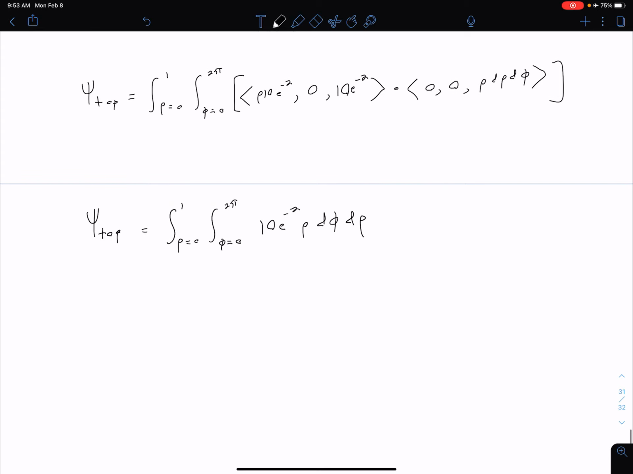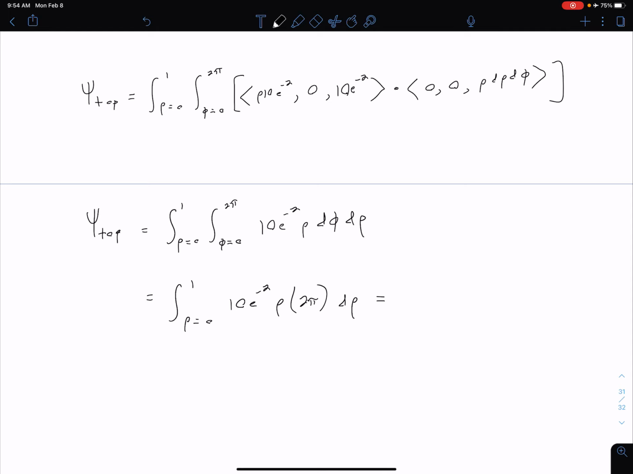And so of course we can see there is no phi dependence here, so we can go ahead and do that integral with respect to phi, and it's just going to give us a 2 pi factor. So this is going to become the integral from rho equals 0 to 1 of 10 e to the negative 2 rho times 2 pi d rho.